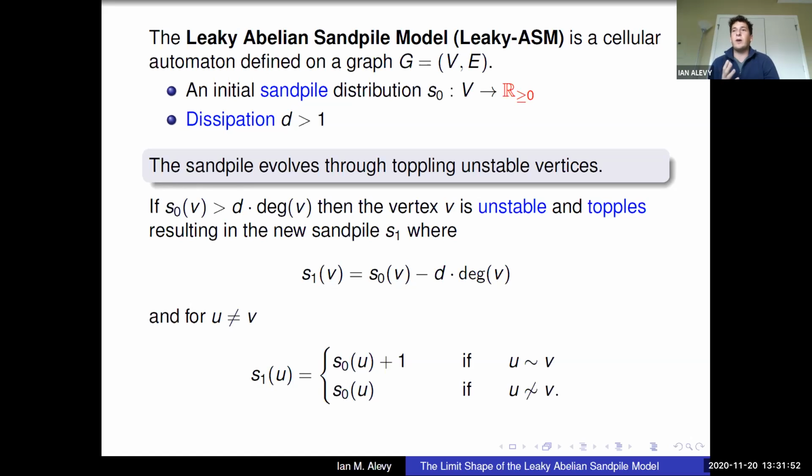It's easiest to think about this in the case d equals 1, in which case there's no dissipation. This is just the usual abelian sandpile model that some of you are probably familiar with. In that case, the site is unstable if it has more sand than neighbors, and then it sends 1 grain of sand to each neighbor. But as soon as d is bigger than 1, then in each topple, some sand is lost. This dissipation is going to allow us to precisely compute the limit shape of the model.